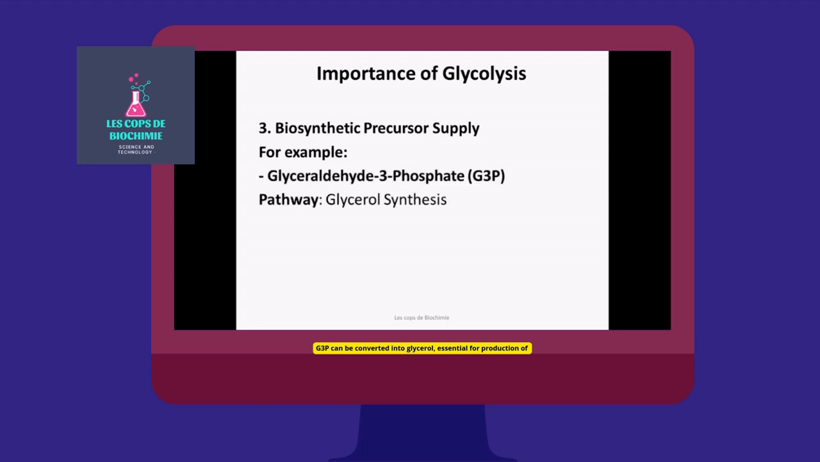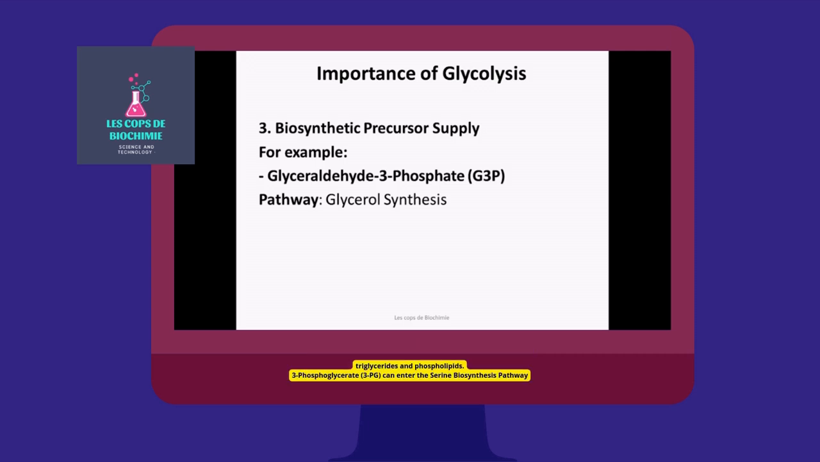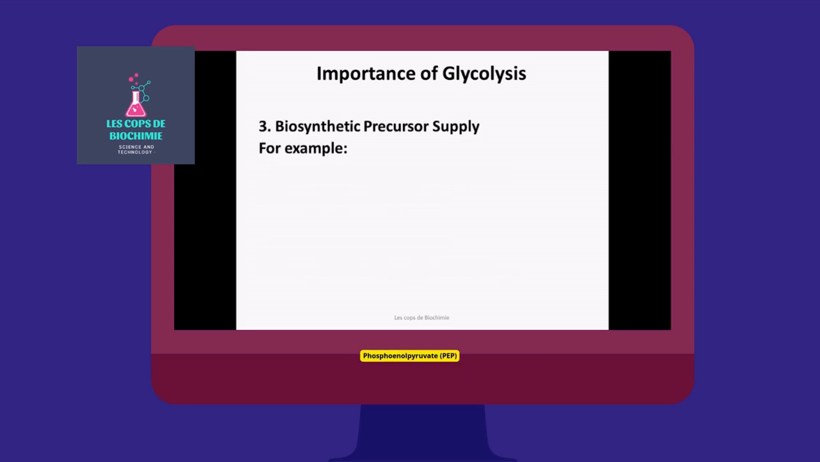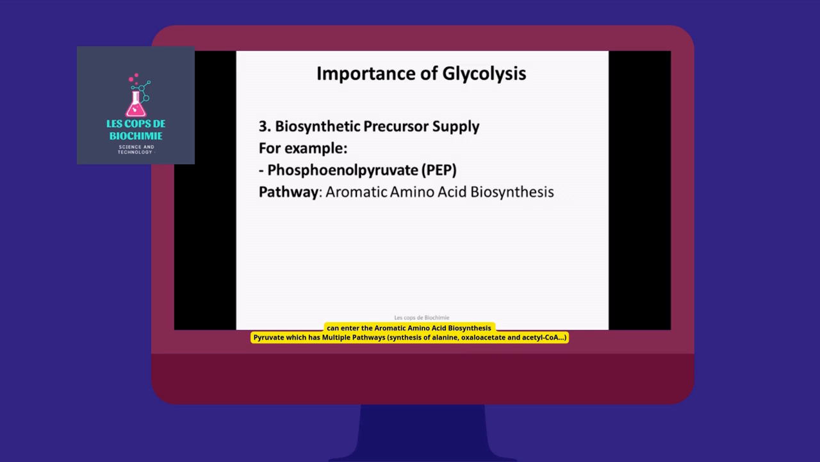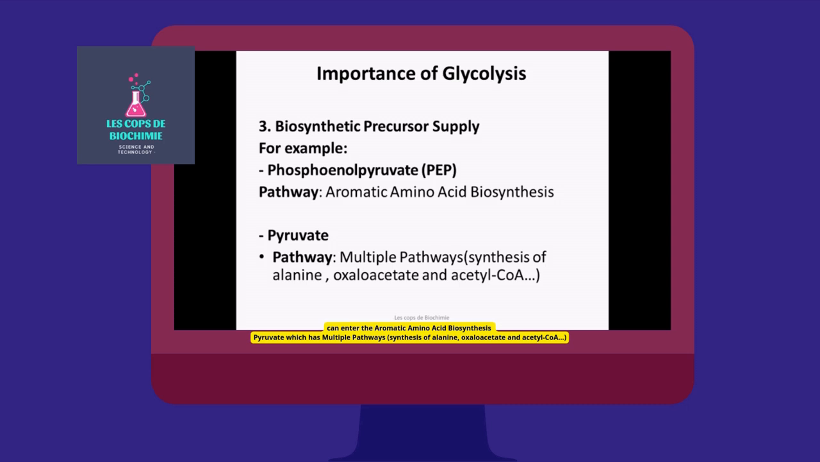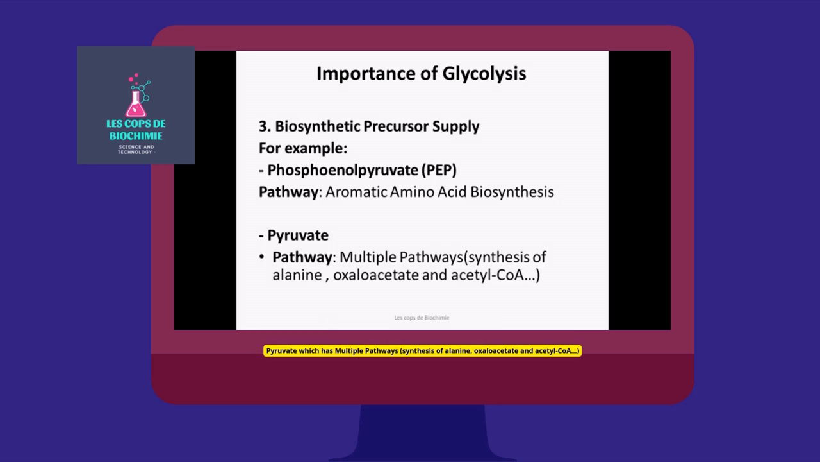G3P can be converted into glycerol, essential for production of triglycerides and phospholipids. 3-phosphoglycerate, 3PG, can enter the serine biosynthesis pathway. Phosphoenolpyruvate, PEP, can enter the aromatic amino acid biosynthesis. Pyruvate, which has multiple pathways, is used in the synthesis of alanine, oxaloacetate, and acetyl-CoA.